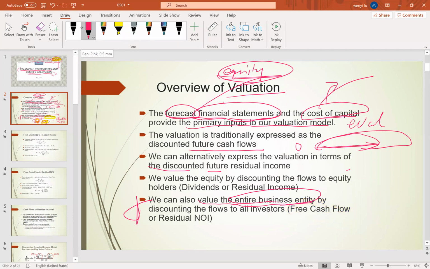So net operating income should also include the interest expense, right? But our free cash flow to equity does not include the income and also does not include the non-cash charge, right? Non-cash charge, right? So that's the difference. Be careful, right? So let's see the details.